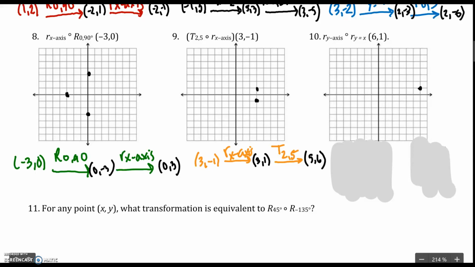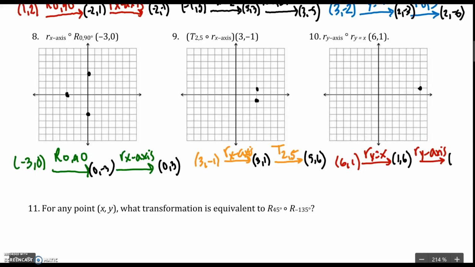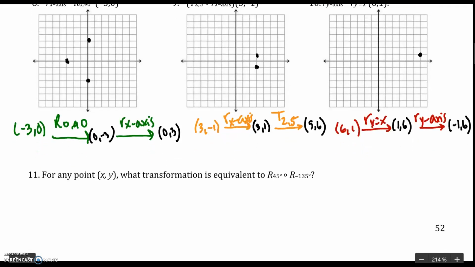For number 10, first we're going to reflect it over y equals x, then over the y-axis. So y equals x switches, and then the y-axis negates the x. All right, and then recall for any combination of rotations around the same point, you would be doing a combination by adding them together. So that's the same as a rotation of negative 90.